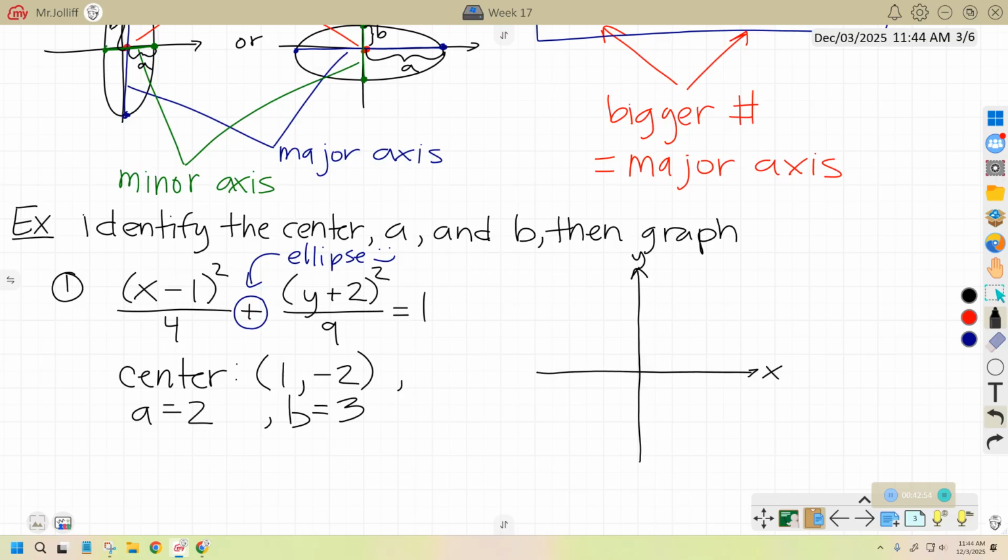We're going to plot our points. I'm going to do that in a different color. So my center is at 1, -2. That's my center. And then I'm going to do the 4 points in either direction. A goes with X. B goes with Y. So in the X direction, I'm going out 2 in either direction. In the Y direction, I'm going out 3 in either direction. So for X, I go 2 forward. Yes?